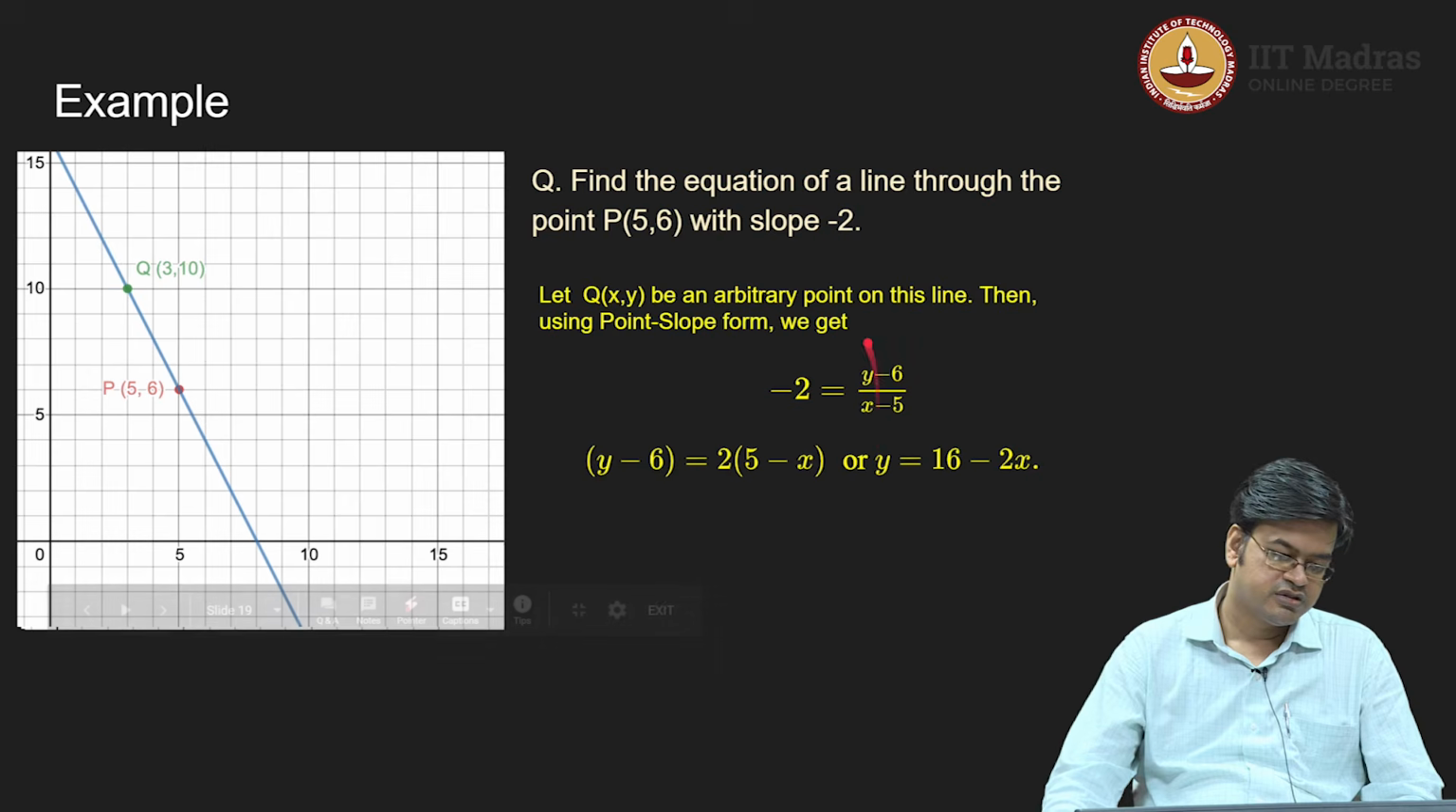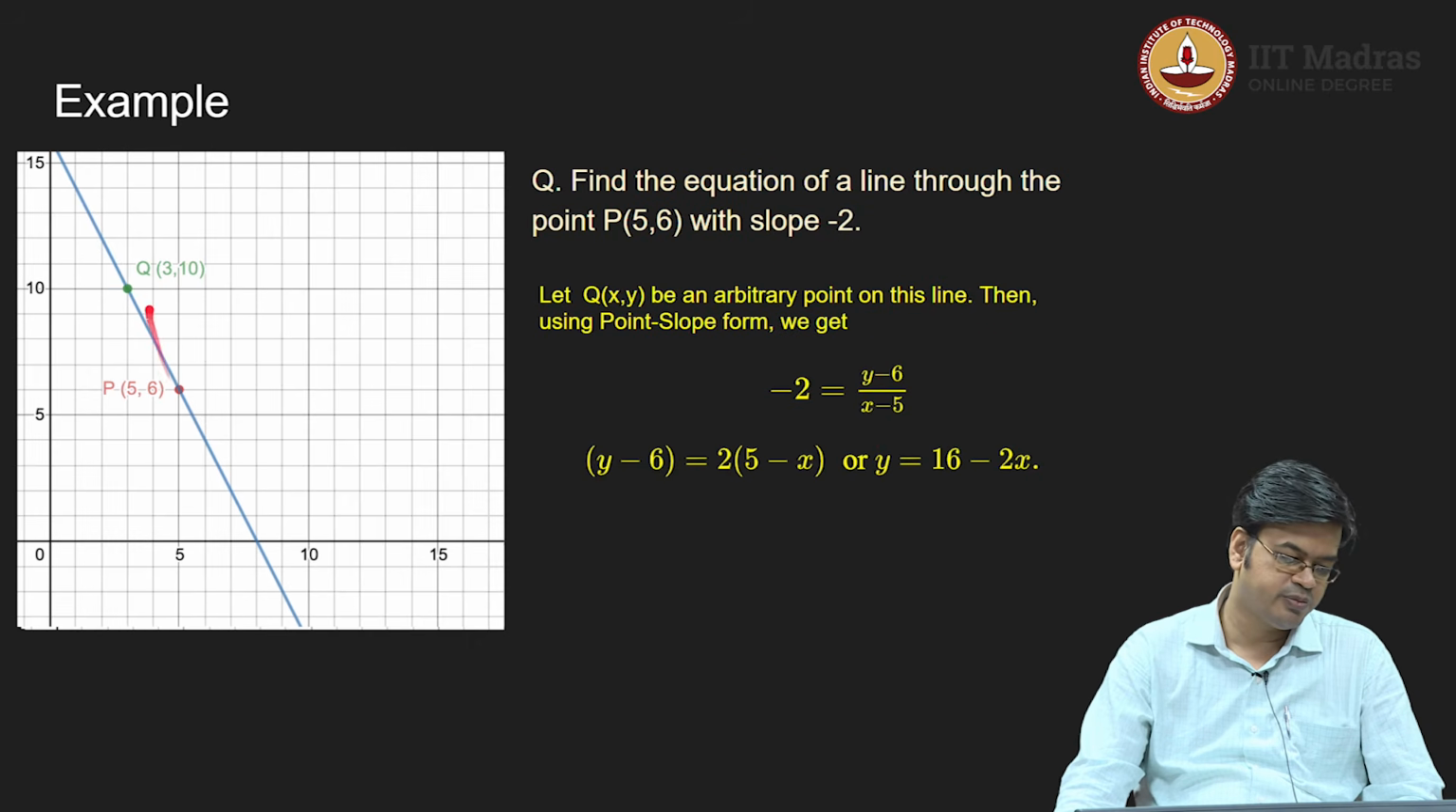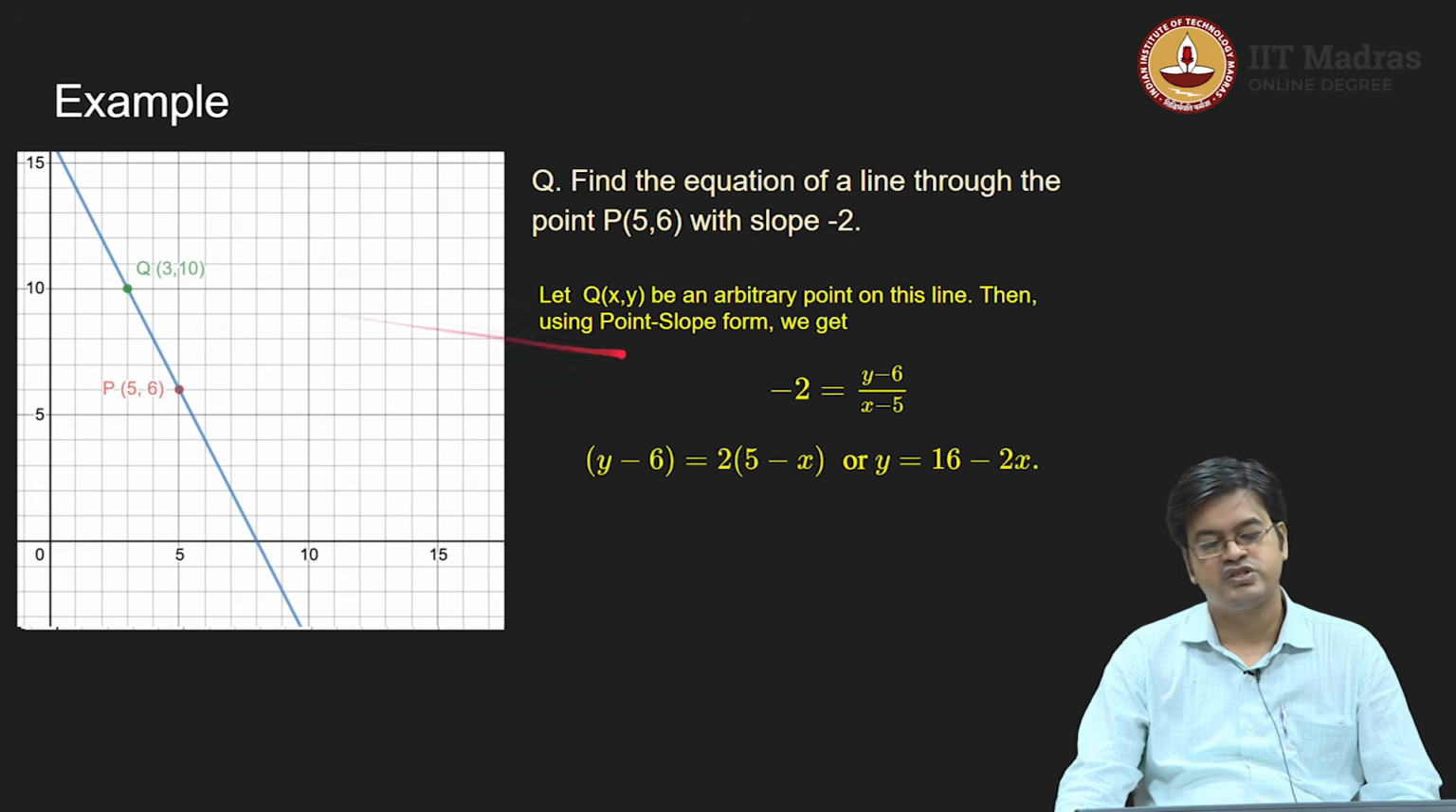Now suppose somebody decides not to give me slope and somebody says that now you have been given only 2 points. Can you find the equation of line?